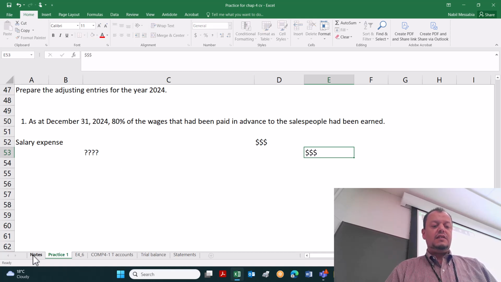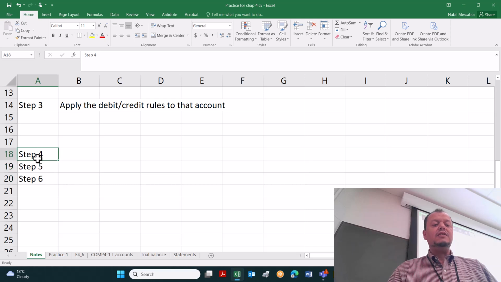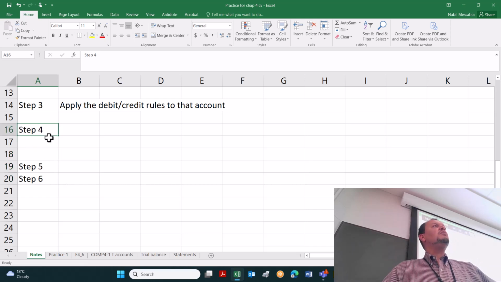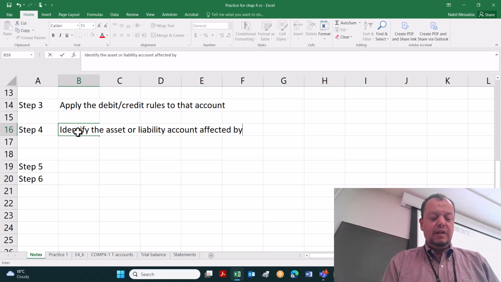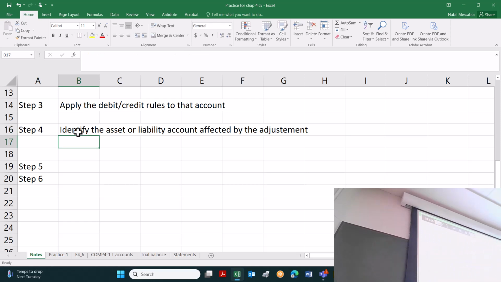So next, step 4 is to identify the asset or liability account related to the adjustment. Identify the asset or liability account affected by the adjustment. And it can only be an asset or liability account. It cannot be another expense account. It cannot be another revenue account. It cannot be retained earnings. It cannot be any equity account.